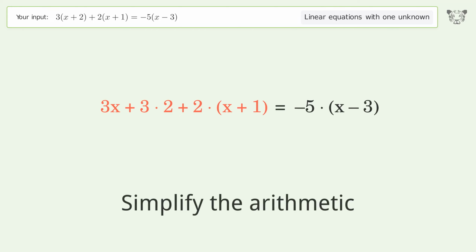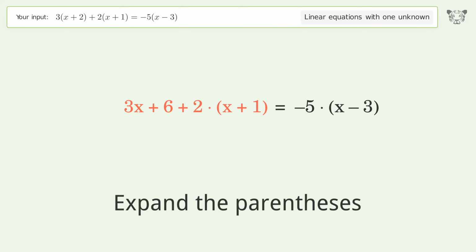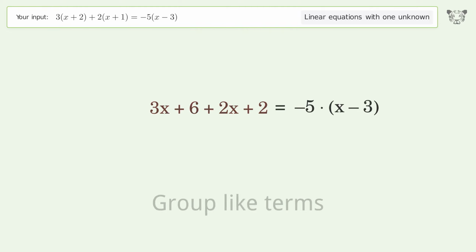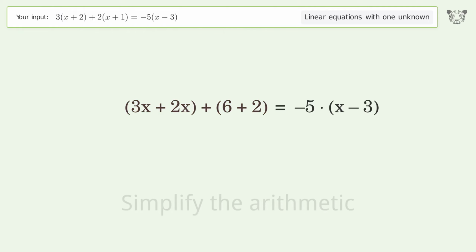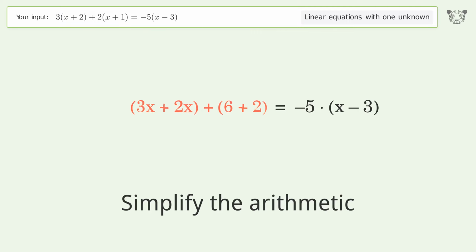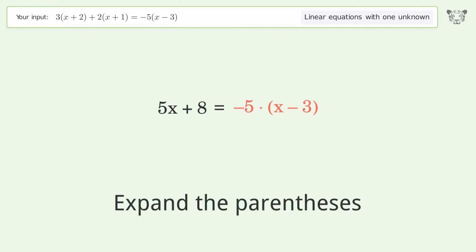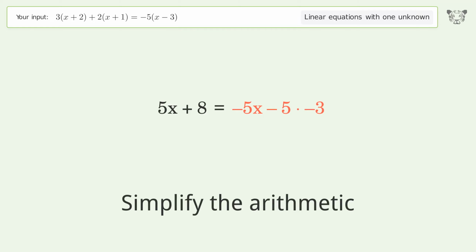Simplify the arithmetic. Expand the parentheses. Simplify the arithmetic. Group like terms. Simplify the arithmetic. Expand the parentheses. Simplify the arithmetic.